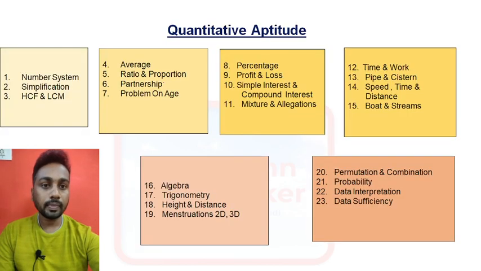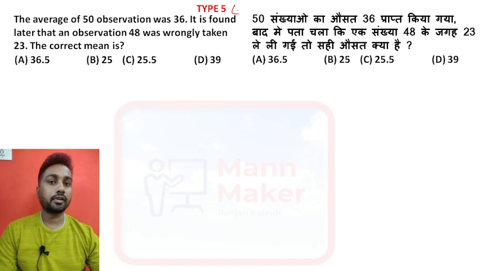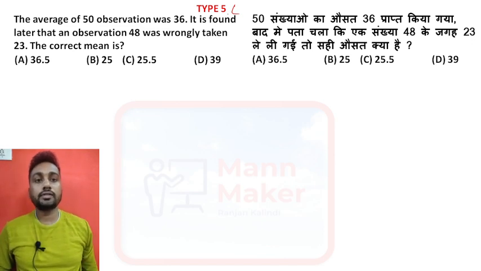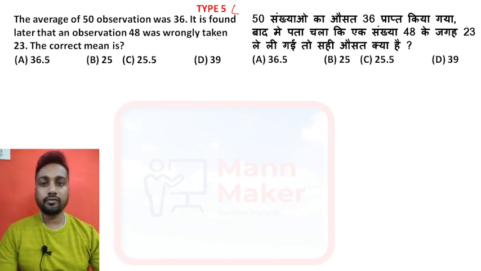So till now we have covered 4 types of questions. Now we will start type 5 of average. I told you, type 5 is mistake based. Type 5 is mistake based.